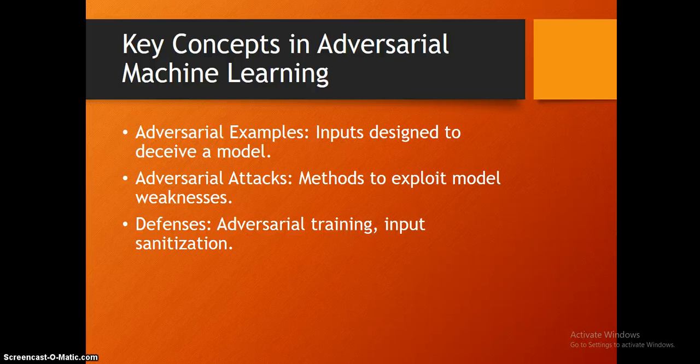Key concepts in adversarial machine learning. There are three main concepts here. Adversarial examples. These are inputs designed to trick the model, like an image slightly altered so that the model sees it differently.